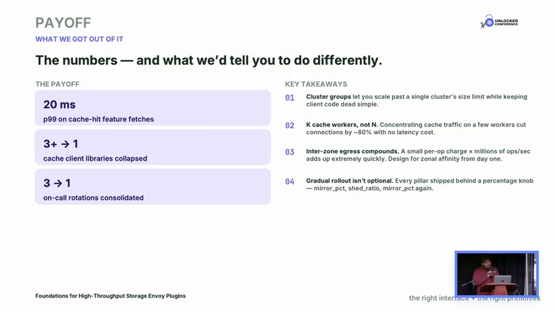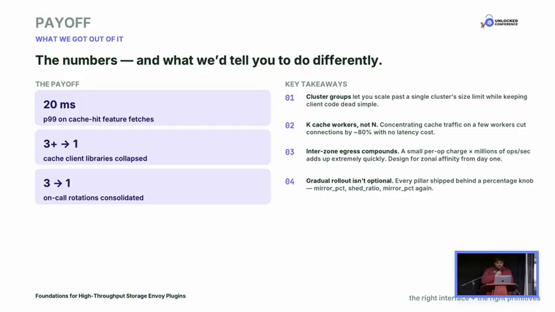So what is the payoff? We could serve the recommendation requests at 20 milliseconds at P99, given our budget is 500 milliseconds, so we are way better after onboarding to Valkey. All the cache access is consolidated to one snap cache lib under Envoy. Previously each team had to have their own Redis client and do optimizations in an ad hoc way, but now it's all in here, and the on-call is also consolidated.